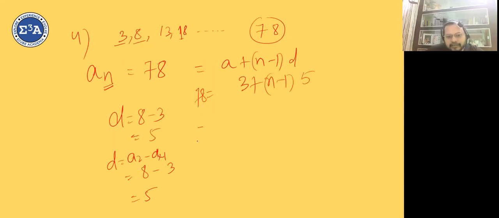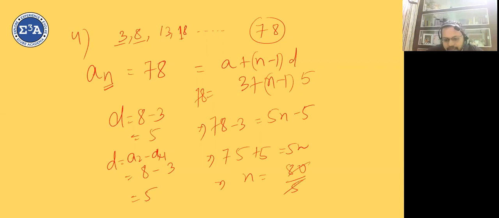78 is given. So 78 minus 3 is equal to 5n minus 5, which implies that 75 plus 5 is equal to 5n, which implies that n is equal to 80 by 5, and it is 16. So it is the 16th term of the AP. A16 is equal to 78.